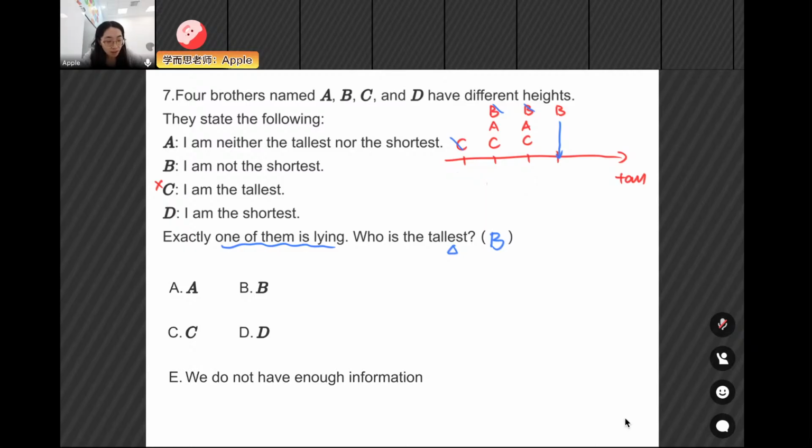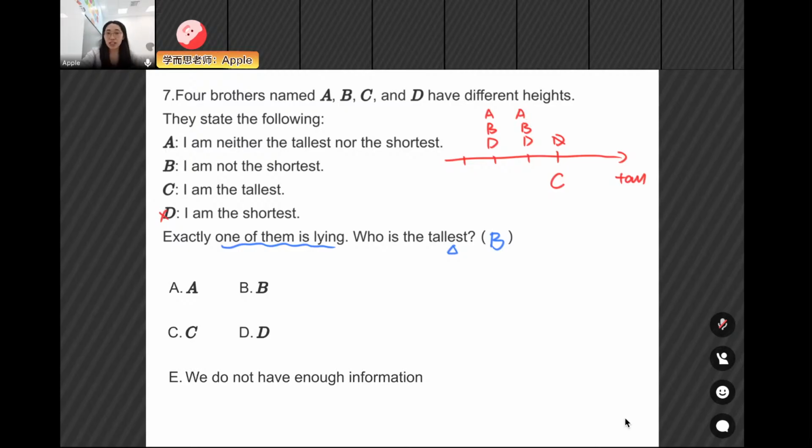And also here, let me show you, how come D cannot be the liar? Let's have a look. D said, I am the shortest, but if D is the liar, then D is not the shortest, which means D can only be put like this. Then C says, I'm the tallest. Okay, now we can confirm C. B said, I'm not the shortest, so here B can only be in the middle. A said, I'm not the tallest or the shortest. So for A, also in the middle.